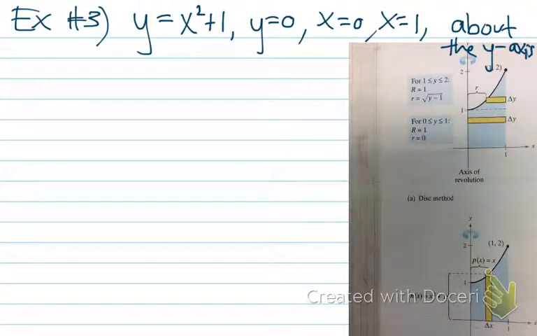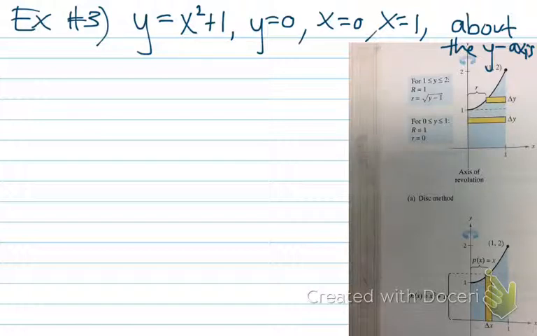All right, so here's example number 3, which is on page 430. This one shows you both the disk method and the shell method. I'm not going to go through the disk method with you, but I'll show you why it is easier on this one to use the shell method. If you look at these pictures, the top one is for the disk method, the bottom one is for the shell method.